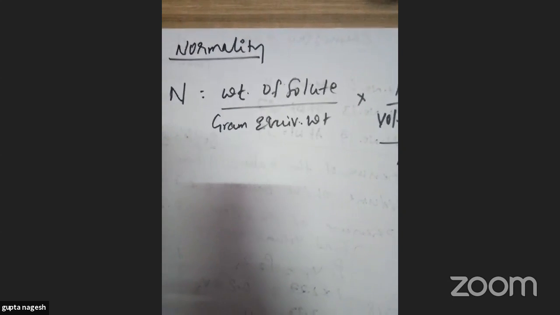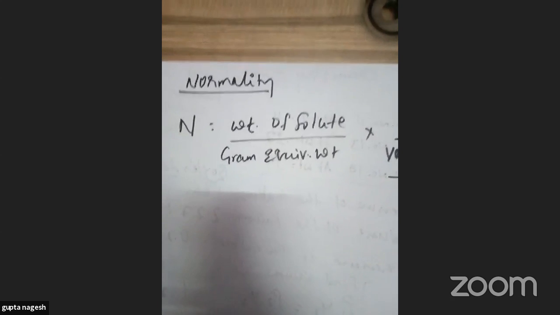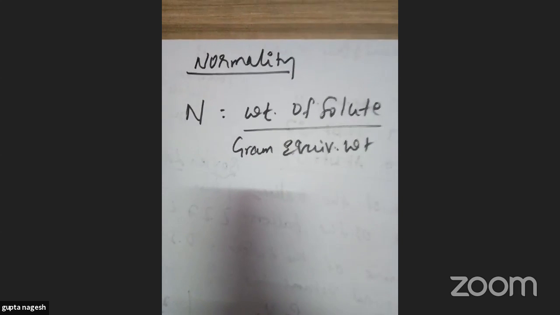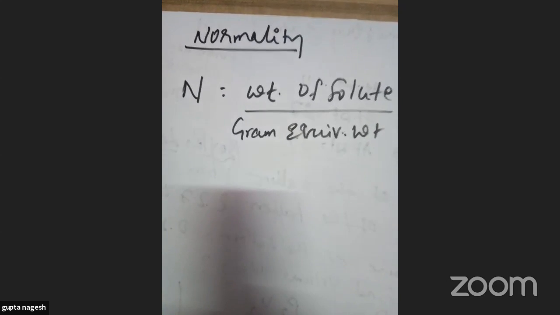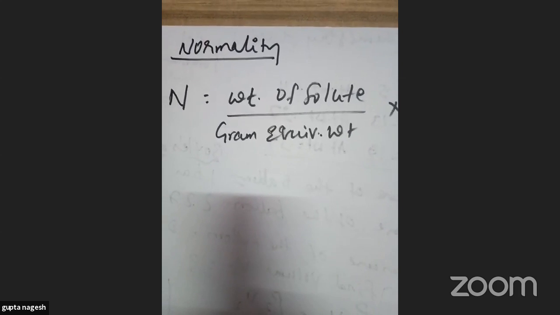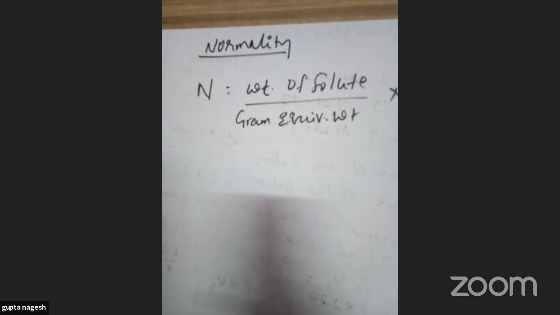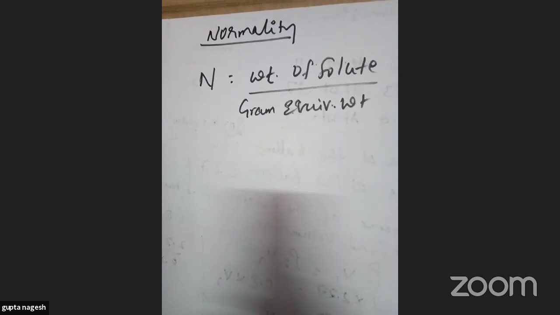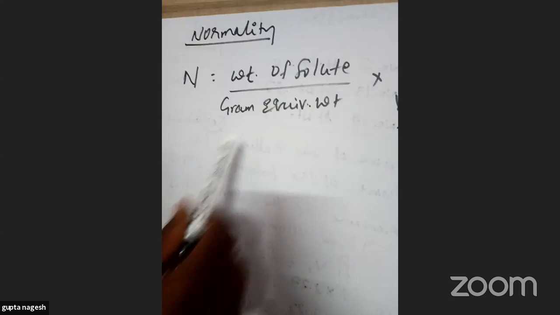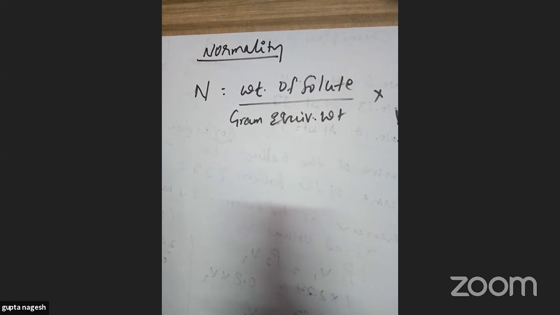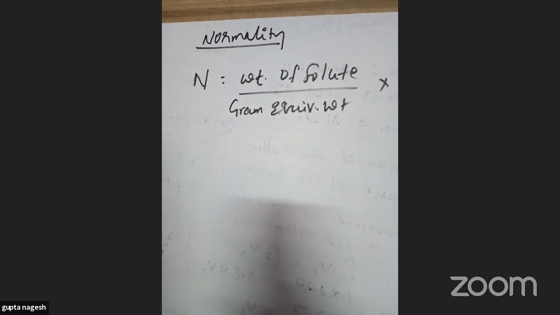So good evening, students. Yesterday, regarding the solutions topic, we already discussed molarity. I gave an explanation, the definition of molarity, and 2 more problems we completed yesterday. And now we are going to discuss the normality of a solute. It is defined as the number of gram equivalent weight of the solute present in 1 liter of solution. Again, it is defined as number of gram equivalent weight of solute present in 1 liter of solution.